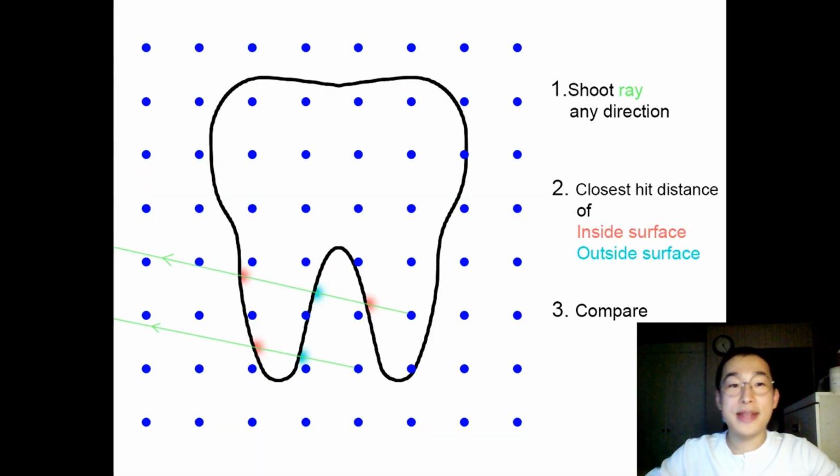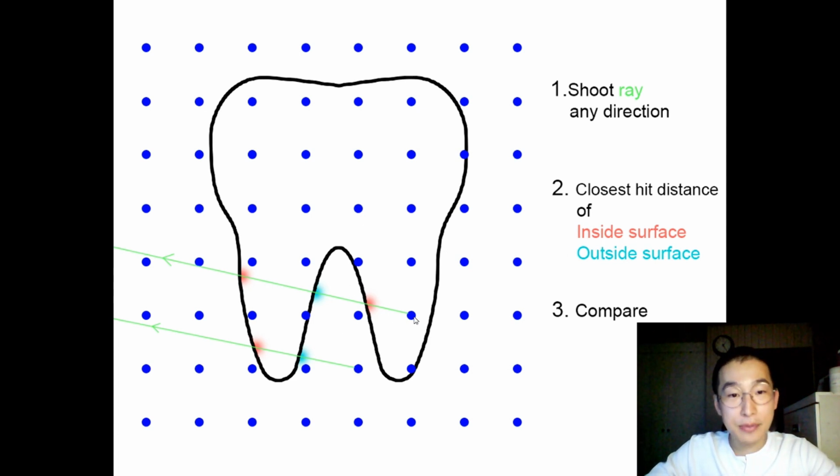This picture explains how that function works. This comes from the fact that if you imagine you're inside some object and you look around in any direction, the only thing you can see would be the inside of the object. So first we shoot a ray in any direction. I'm going to take this voxel as an example. From this voxel we shoot the ray in this direction. And second, we get the closest hit distance of the inside surface and the outside surface, two variables.